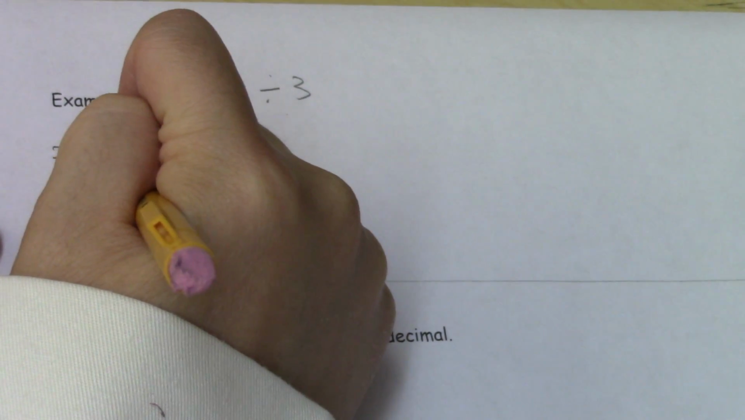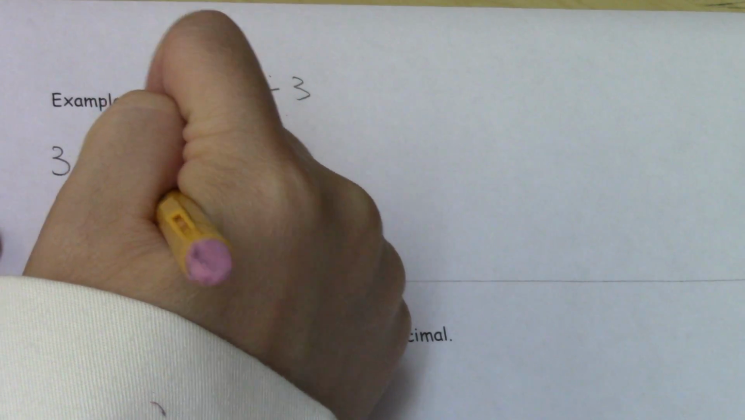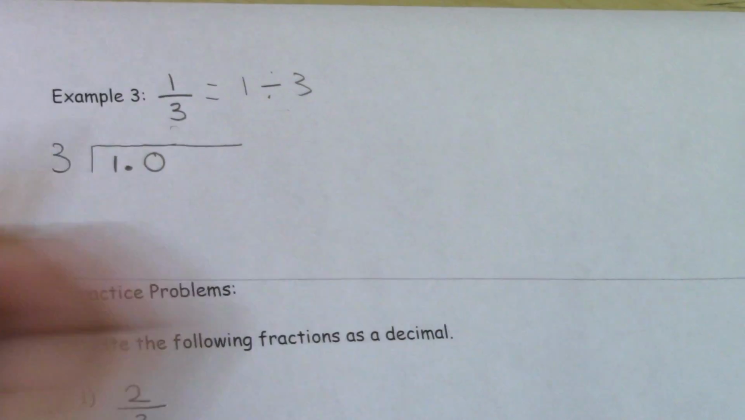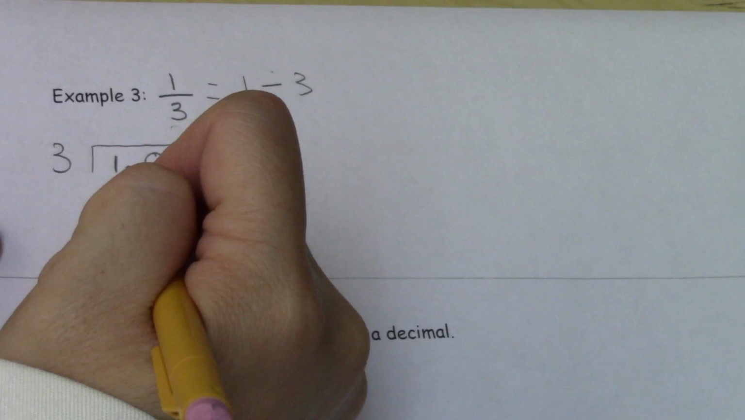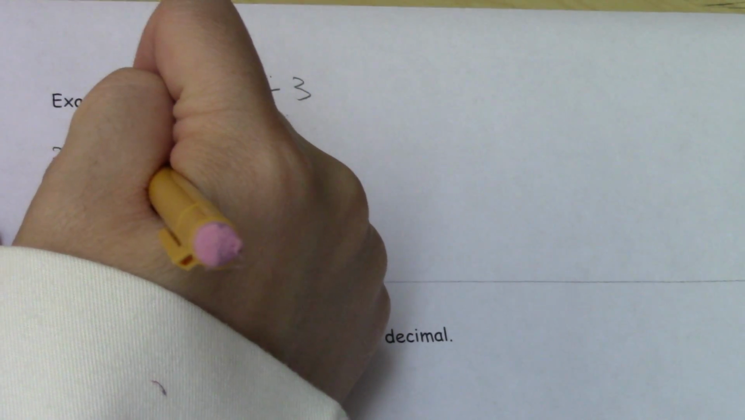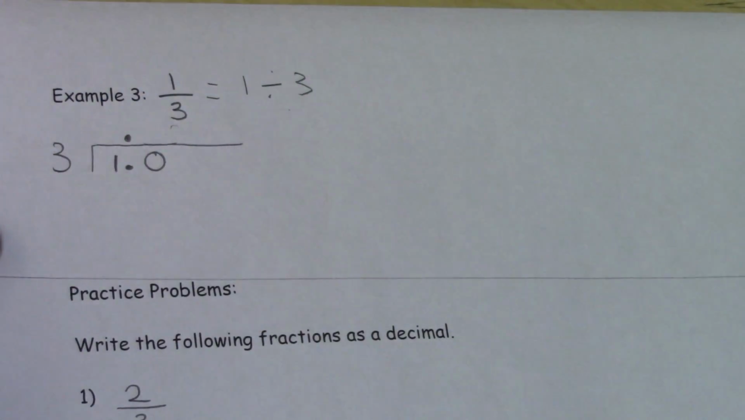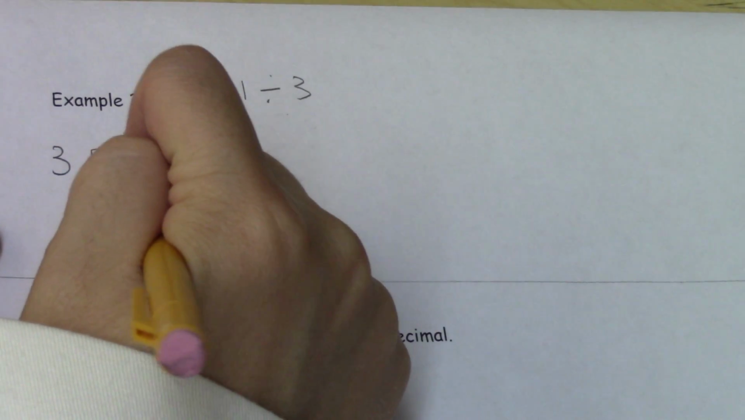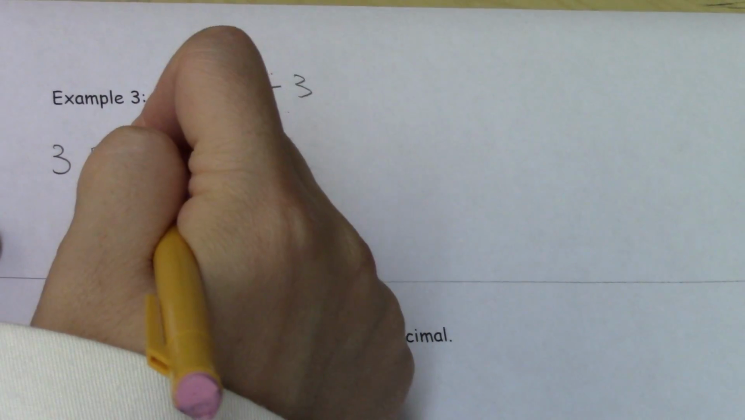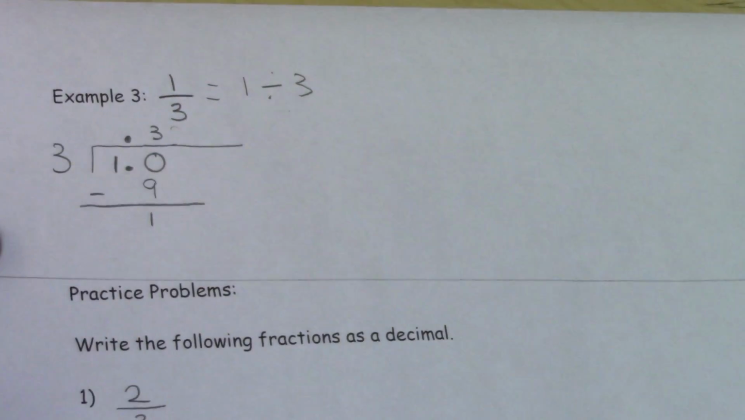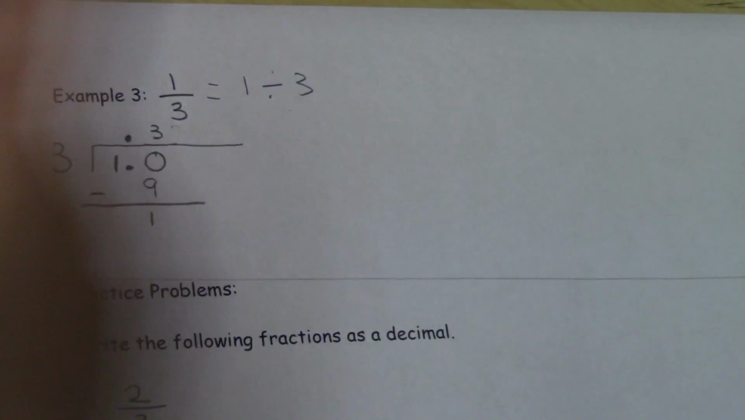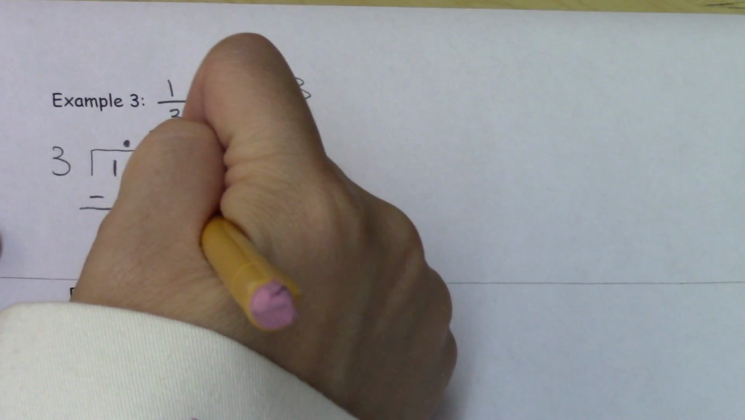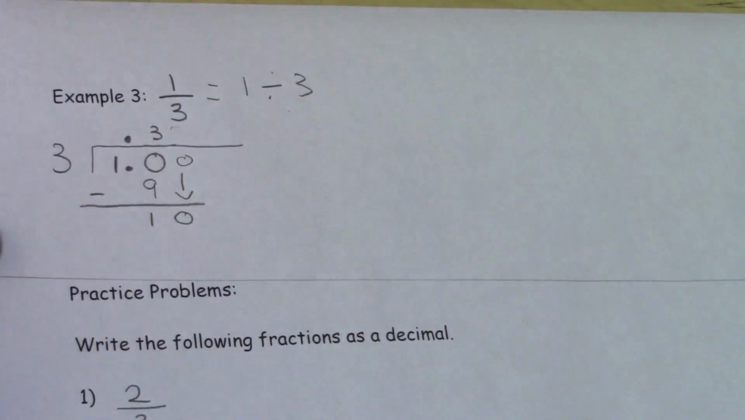Once again, I'm going to have to add a decimal, and then add a 0 after that decimal. Okay? If I have a decimal down here, I also have to have a decimal up here. So you got to raise the roof on that. Now 3 goes into 10 3 times. 3 times 3 is 9. 10 minus 9 is 1, so I get a 1 down here. Okay, I have to add another 0. Again, make sure your zeros are lined up.